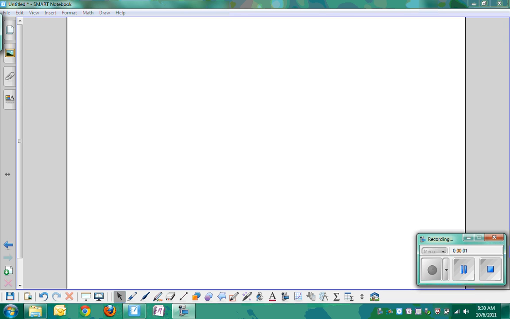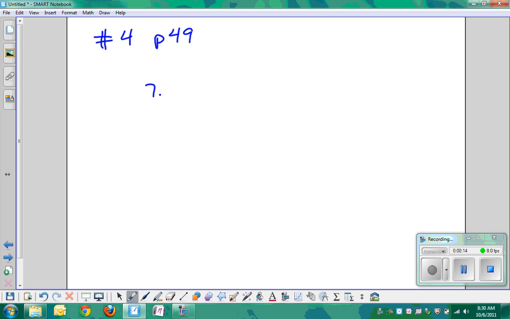Going to read the next problem. What problem is it? Number 4. Still on page 49? Yes. All right. The space shuttle traveled at a speed of about 7.6 times 10 to the 3 meters per second. Wait, 7.6 times 10 to the 3 meters per second. All right, and what is that?